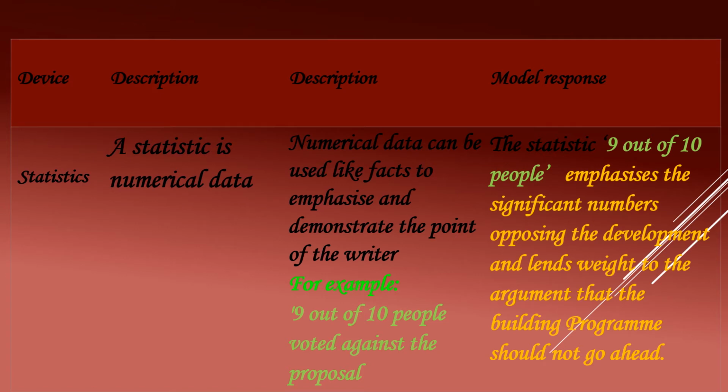Statistics. A statistic is numerical data. Numerical data can be used like facts to emphasize and demonstrate the point of the writer. For example, 9 out of 10 people voted against the proposal. Now, the statistic 9 out of 10 people emphasizes the significant numbers opposing the development and lends weight to the argument that the building program should not go ahead.